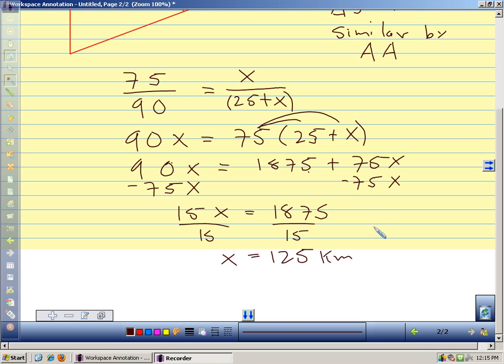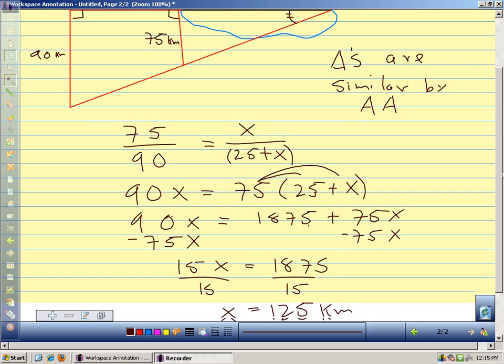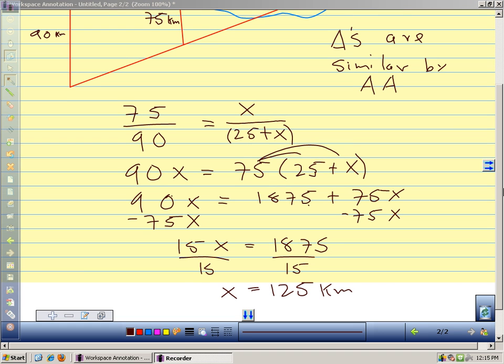So we know that the distance across this lake is 125 kilometers using similar triangles. So now you have a great reputation as a person who measures lakes.